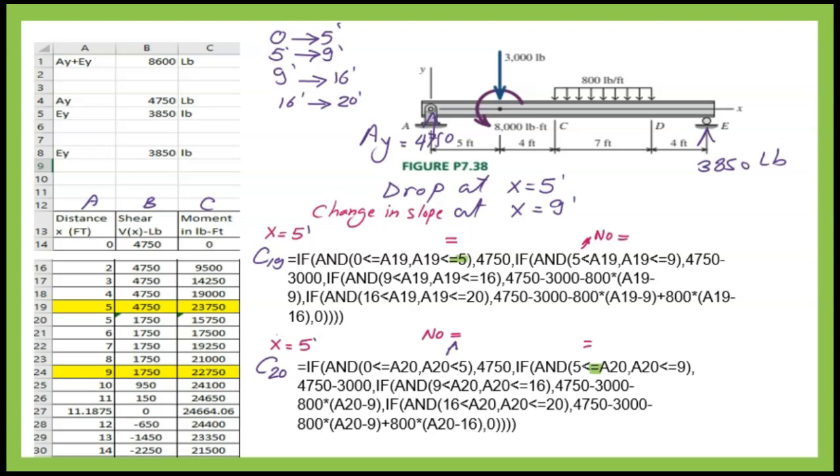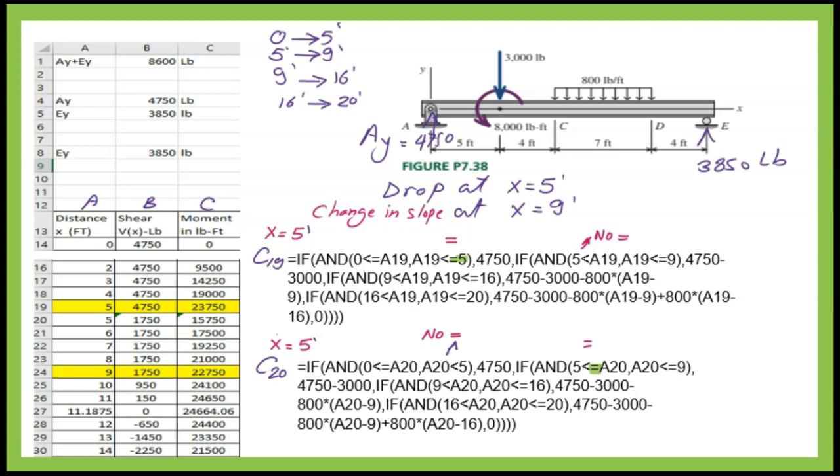If we move from 5 to 9, we will consider that for A19, this X5, for A19 bigger than 5 and A19 less than or equal to 9, we have the 4,750 minus the 3,000. This is the value of the shear.